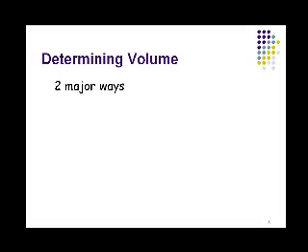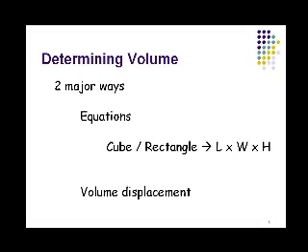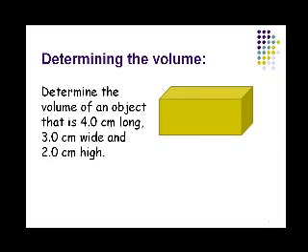There are two major ways to determine volume. The volume of an object can be found by using an equation. If the object is a cube or something rectangular, we would use length times width times height. But what if the object is irregularly shaped? We would then use the volume displacement method or Archimedes' principle. Let's practice using an equation.